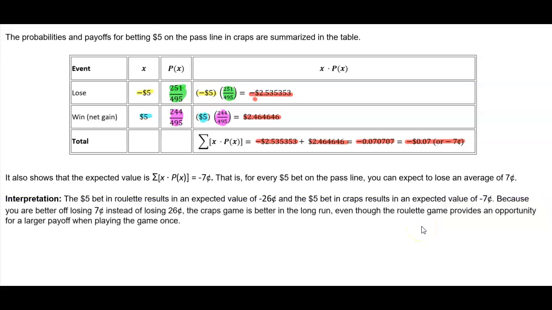So here is the interpretation. The $5 bet in the roulette resulted in an expected value of -26 cents. And the $5 bet in craps resulted in an expected value of -7 cents. Because you are better off losing 7 cents instead of losing 26 cents, the craps game is better in the long run, even though the roulette game provides an opportunity for a larger payoff when playing the game once.